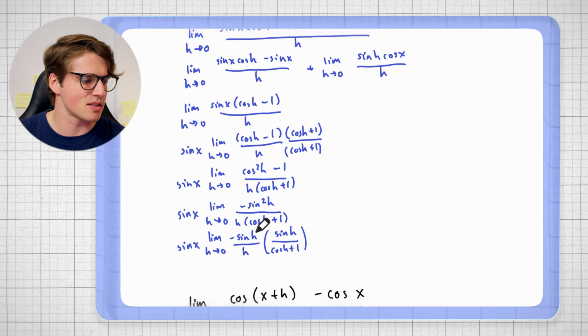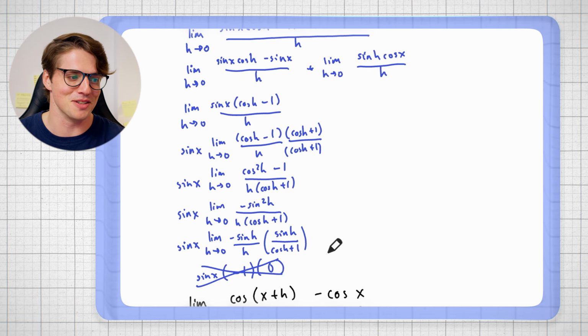We know that taking the limit as h goes to 0 of negative sine of h over h is negative 1. And we're still multiplying by sine of x. And the limit as h goes to 0 of sine of h over cosine of h plus 1 is 0 over 2. So this is just 0. This whole term is going to go away. So there was a lot of work for that to just disappear.